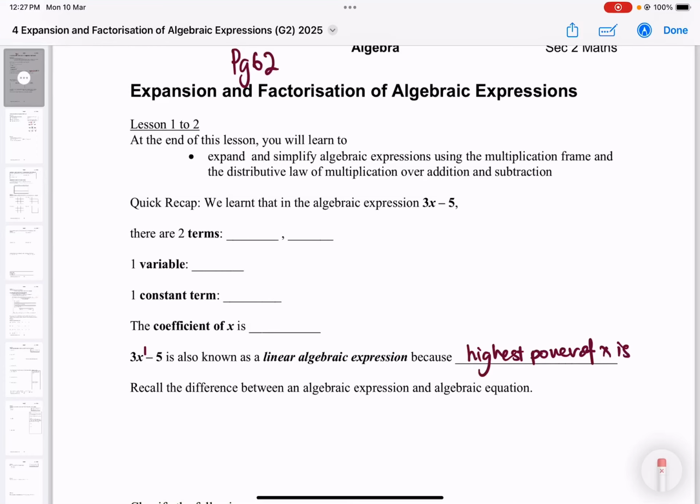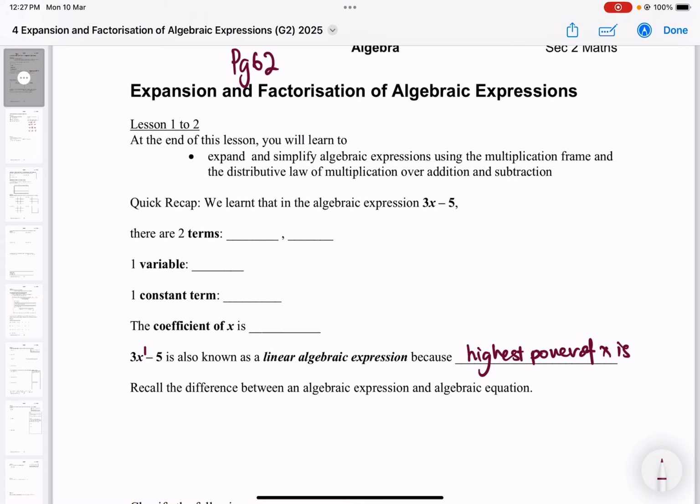Hi Sec 2s. In this first video, we will be recalling some of the terms that we need to be familiar with in algebra, and then we will take a look at what are quadratic expressions. Now you should be on page 62 to take down these notes.